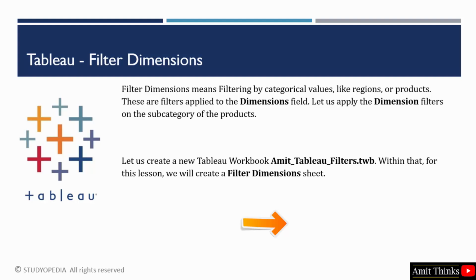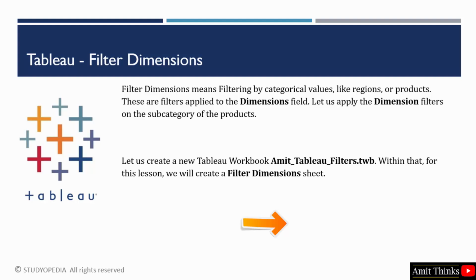We saw the working of Tableau. On the left, we have dimensions and measures. On the top, we have dimensions, and in the bottom, we have measures. Your dimensions include your category, subcategory, region, product. Measures include sum of profit, sum of sales. That means your dimensions are qualitative and measures are quantitative. So here we are discussing filter dimensions.